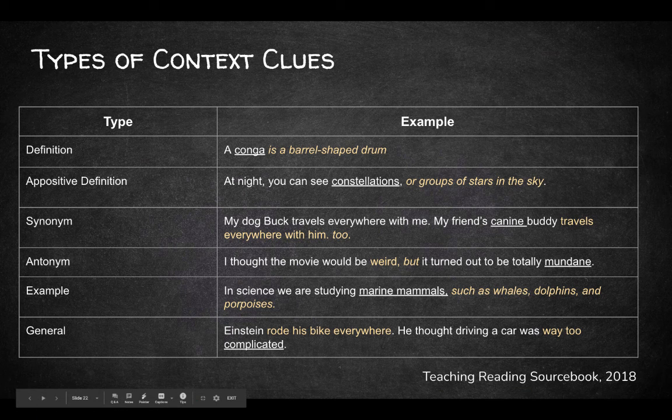The final type is general. Einstein rode his bike everywhere. He thought driving a car was way too complicated. And so we can use some general clues from these two sentences to figure out what the word complicated means. If Einstein rode his bike everywhere because he thought the car was way too complicated, we can kind of infer that driving a car might have been more difficult because Einstein chose to ride his bike everywhere instead of driving a car.